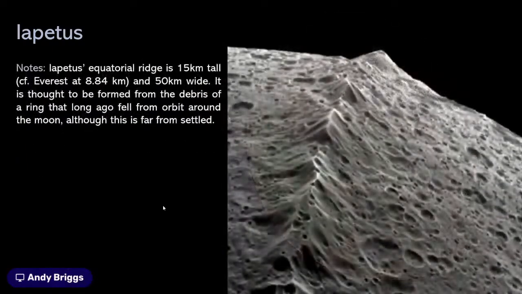So that's Iapetus, but the ridge around the equator on Iapetus is amazing. It's 15 kilometers tall, and if you compare that with Everest's 9 kilometers, it's getting on for twice the height of Everest, that ridge you see before you. It's thought to be formed from the debris of a ring that Iapetus once had that actually collapsed onto the planet, forming this ridge around the equator. Although I don't think that's settled yet, I think that's the leading theory, that it's the remains of a ring that collapsed onto the surface, onto the equator of Iapetus.